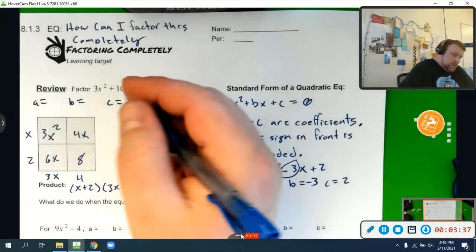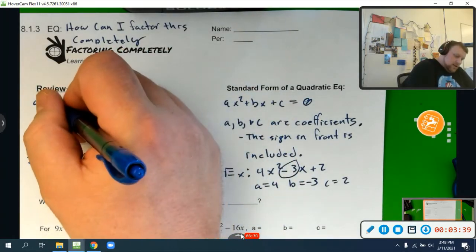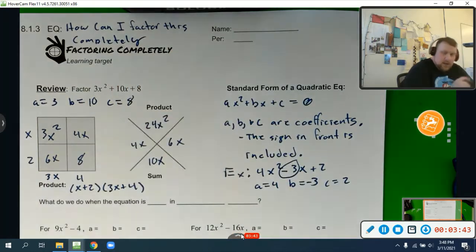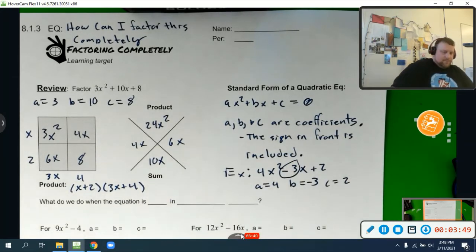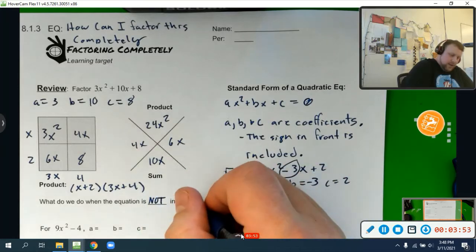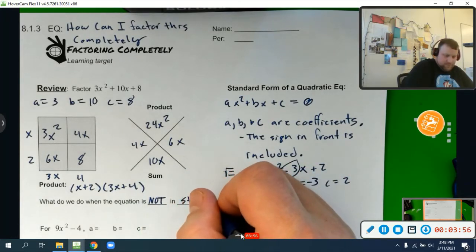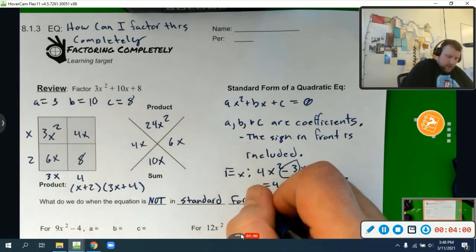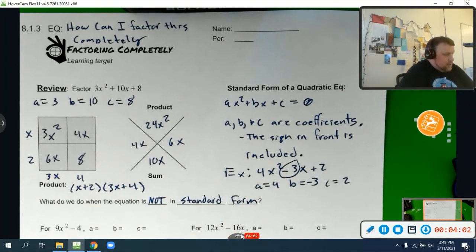All right, that should have been enough time to write it down. So my a is 3, my b is 10, and my c is 8. Boosh, right there. Now, that's standard form. But what happens when the equation is not in standard form?